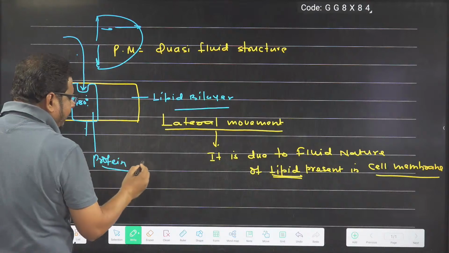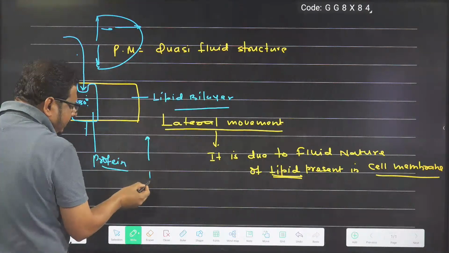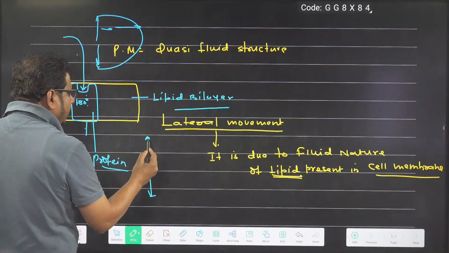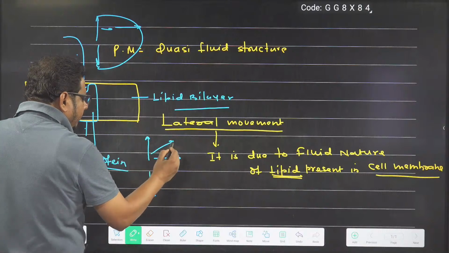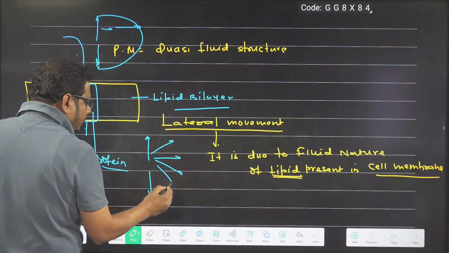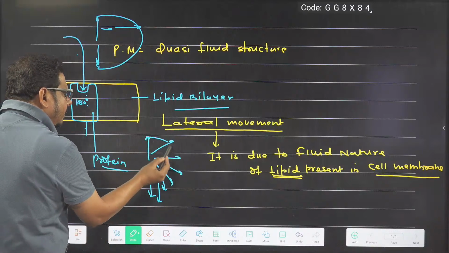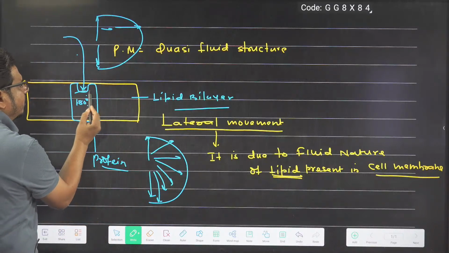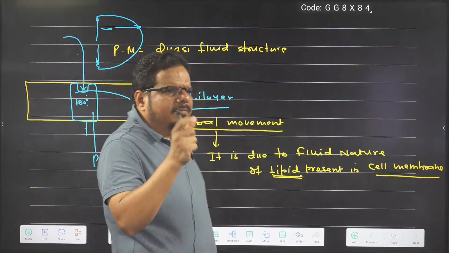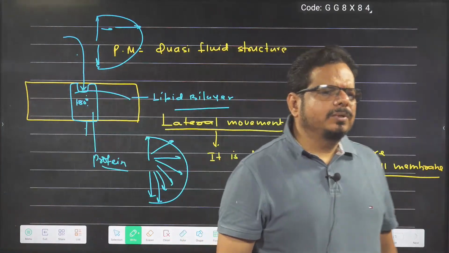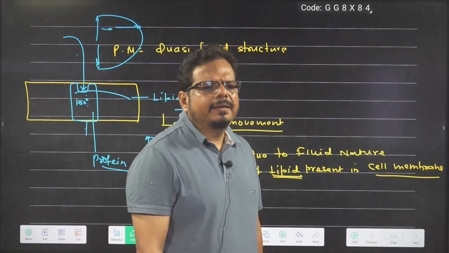So when it is rotating, anything is facing upward, and after some time it is facing downward. How is it possible? First it is going to this side, slowly, then going to this side, then to this side, then coming here. So anything moving like this, from here to here, is called which one? Lateral movement. So this lateral movement of the protein occurs due to the fluid nature of the lipid bilayer. Did you get the idea? Did clarity come in the mind?